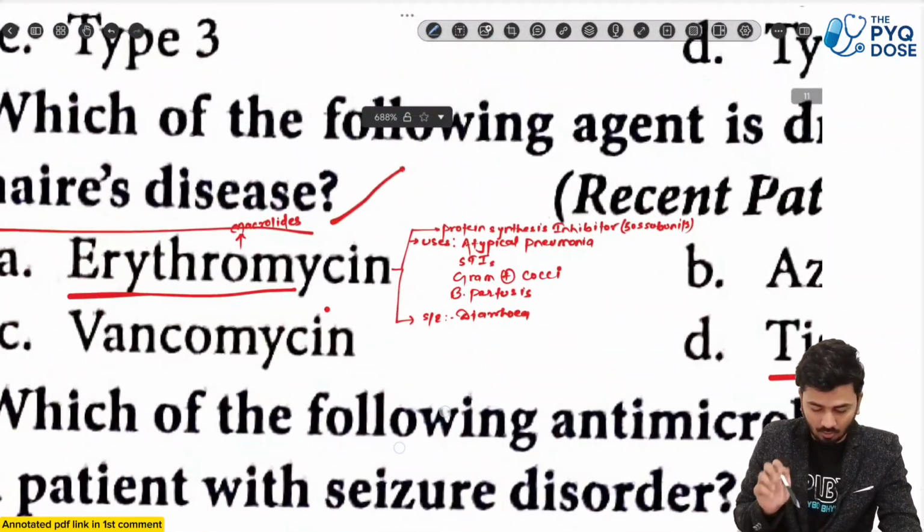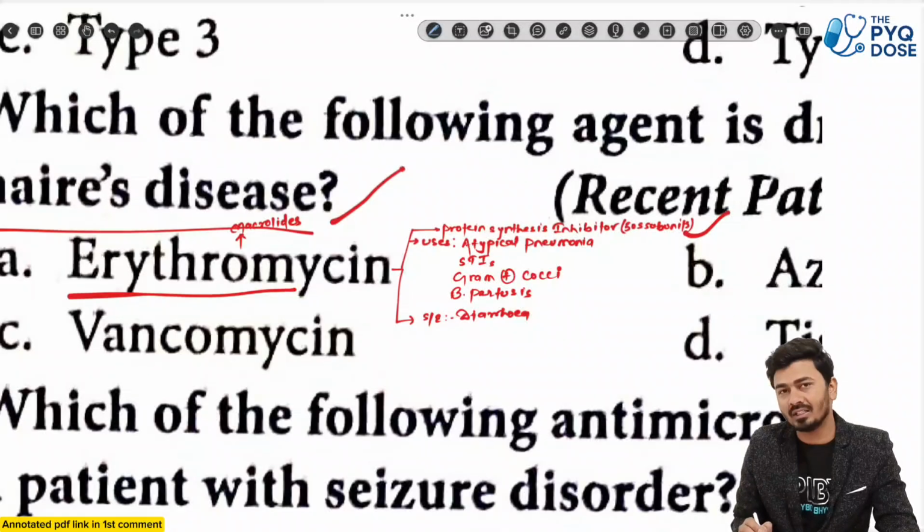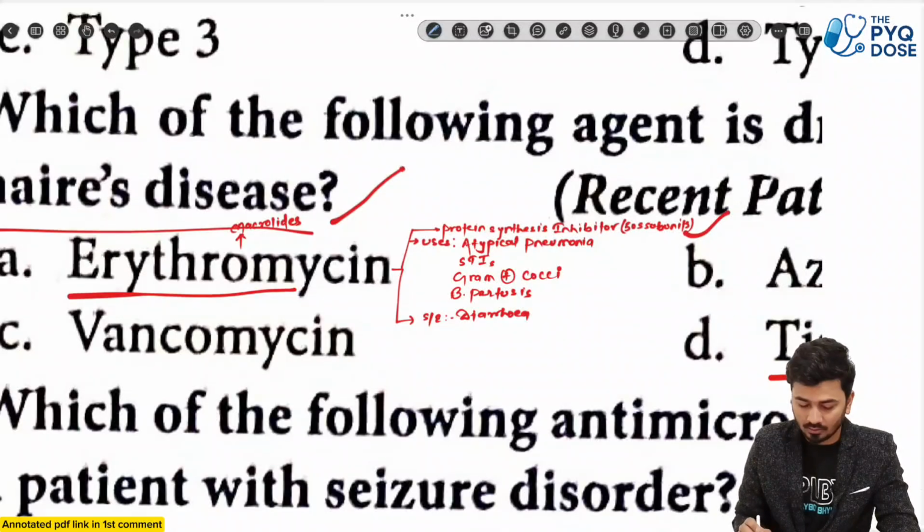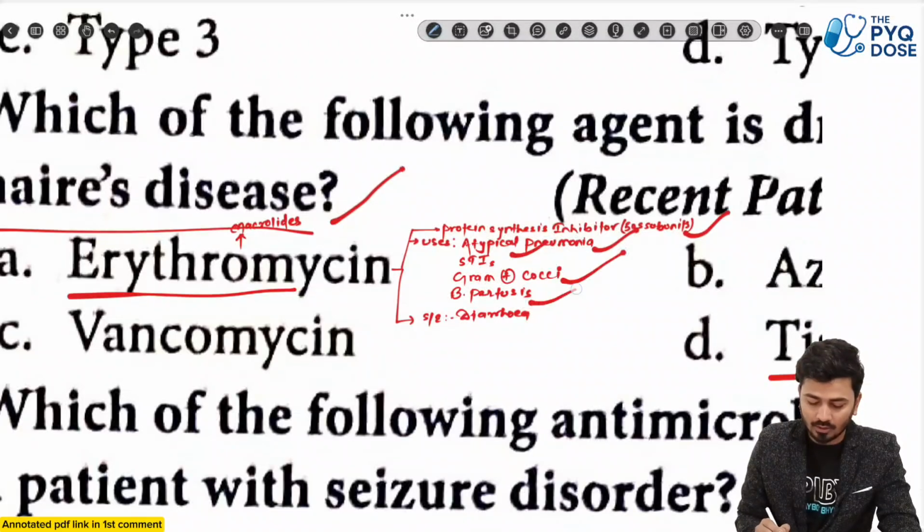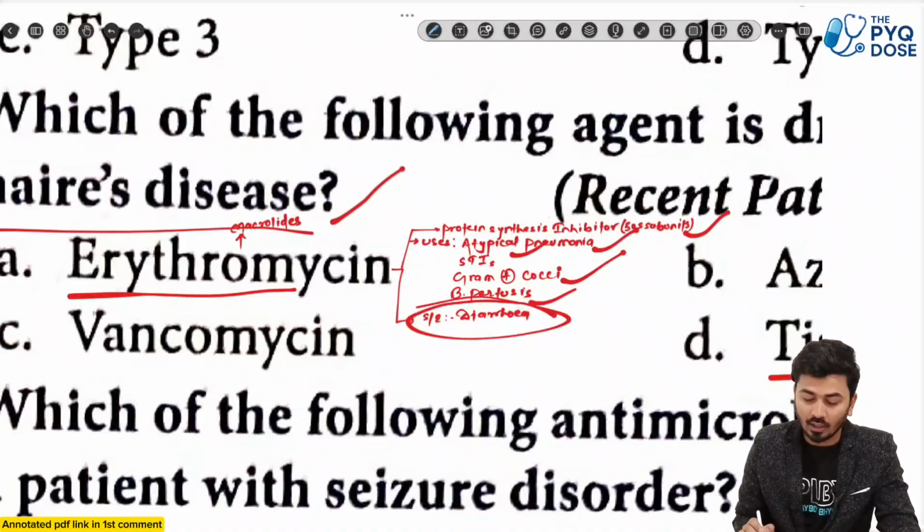Okay, so here you see erythromycin. Erythromycin is a macrolide. It is a protein synthesis inhibitor, acting on the 50S subunit. The usage will generally be atypical pneumonia, STI, gram positive cocci, Bordetella pertussis, and the side effect will generally be diarrhea.